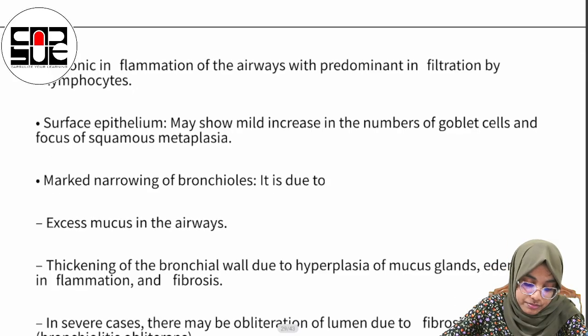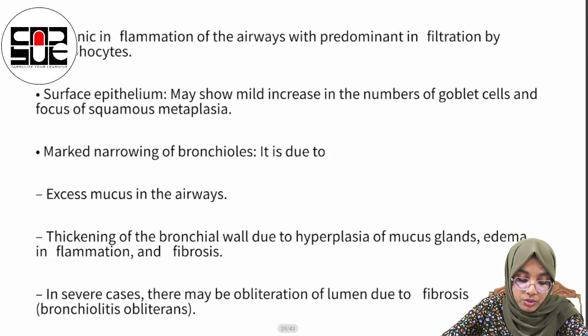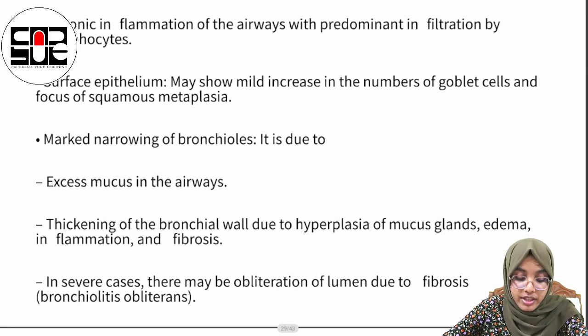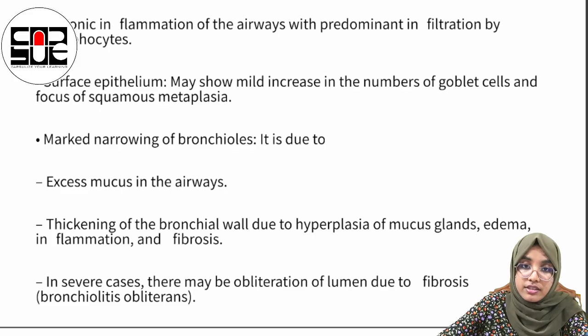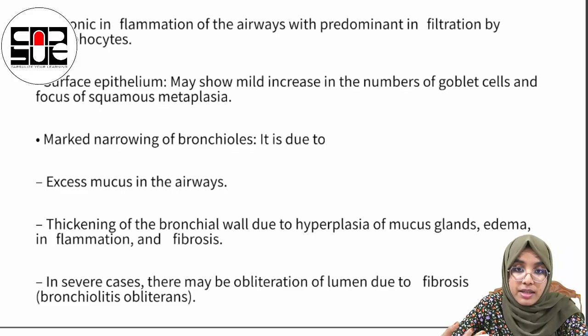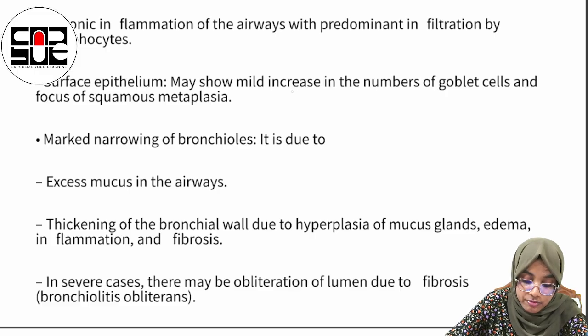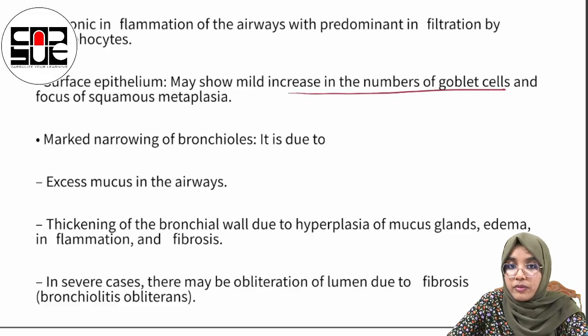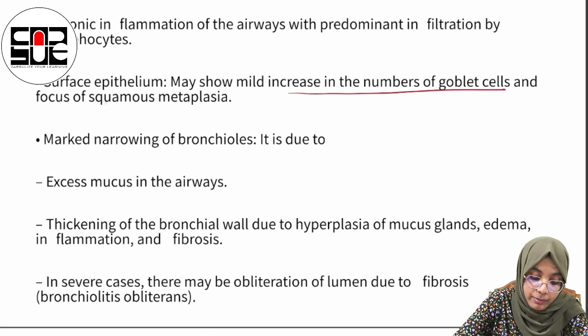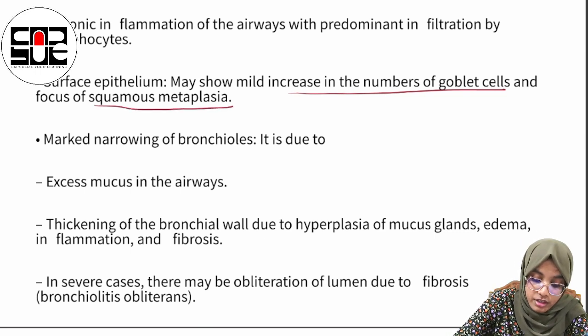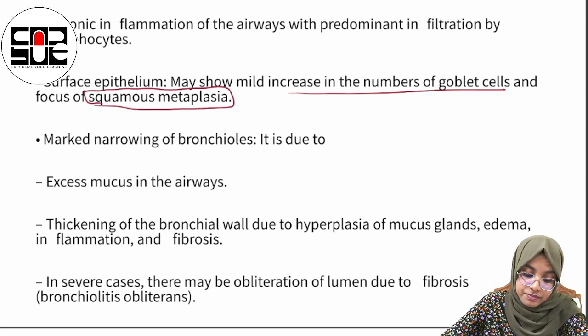What are the other changes which are seen in microscopy? There is inflammation, right? So there will be chronic inflammation of the airways, which will result in infiltration of the airways by lymphocytes. Along with that, in the surface epithelium, as there is hypersecretion of mucus by the goblet cells, there will be an increase in the number of goblet cells, and also there will be metaplasia. The pseudostratified ciliated columnar epithelium will be converted into squamous epithelium. So there is squamous metaplasia.